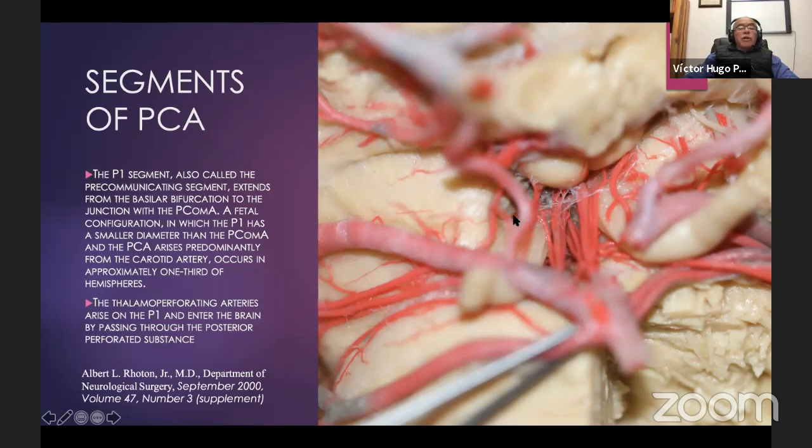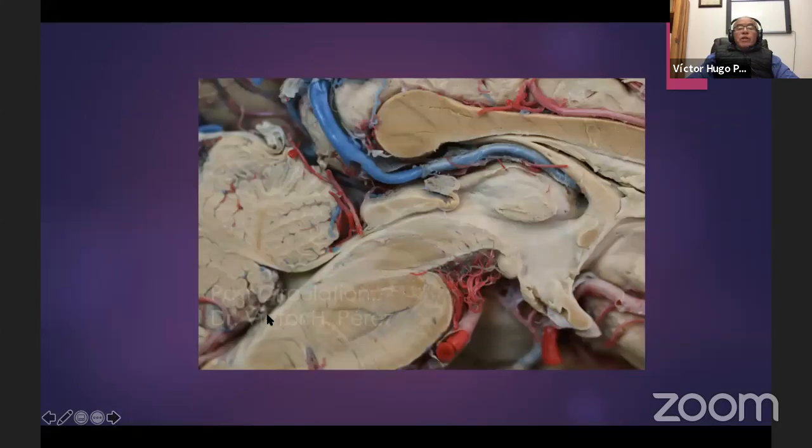A fetal configuration, in which the P1 has a smaller diameter than the PCOM and the posterior cerebral artery arises predominantly from the carotid artery, occurs in approximately 1/3 of hemispheres. The thalamoperforating arteries arise on the P1, like in this picture, and enter the brain by passing through the posterior perforated substance. Here we have another picture in which we can see these small branches coming from the tip of the basilar artery and P1. They come from these segments of the posterior circulation and irrigate this important part of the brain stem.